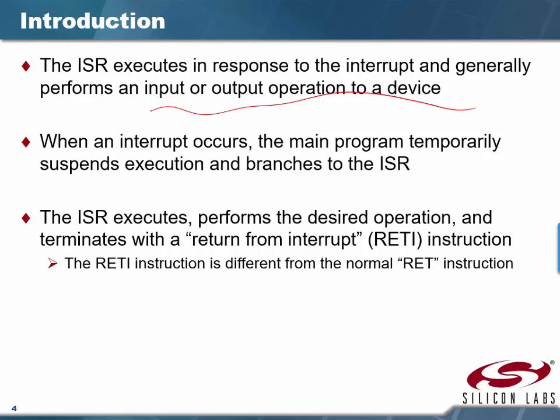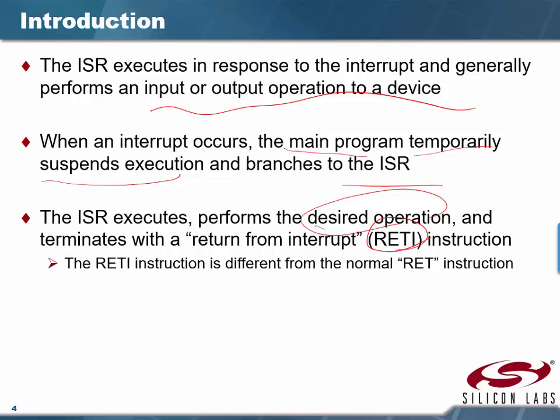So when an interrupt occurs, the main program temporarily suspends and branches to the ISR. Again, we talked about that with the nurse. She puts the book down and goes to the patient's room and performs the desired operation. Again, the desired operation may be different depending on what type of interrupt it is. Different pieces of equipment or different devices, different inputs can generate interrupts. We have multiple interrupts. And then it returns from the interrupt instruction.